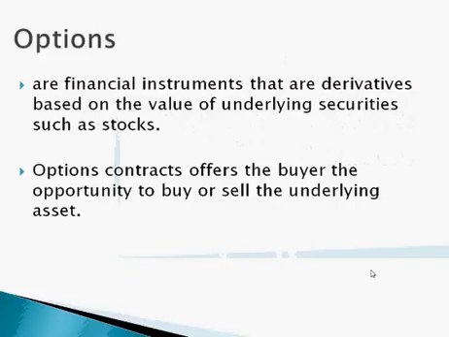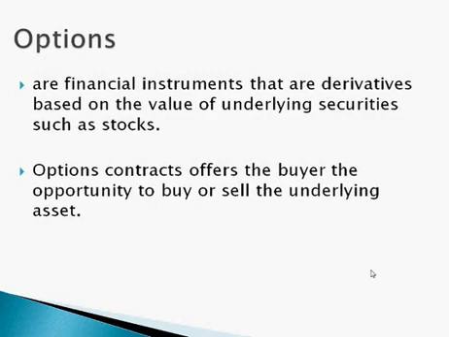The first thing we're going to talk about is, of course, we're going to learn about options. The first definition of options is they are financial instruments that are derivatives based on the value of underlying securities such as stock. So if you get an option contract, it offers you, the buyer, the opportunity to buy or sell the underlying asset. If you get one option contract, that means you have 100 shares of that stock. Also, you have the opportunity to sell 100 shares if you decide to sell the option contract. So that is the basic definition of options.